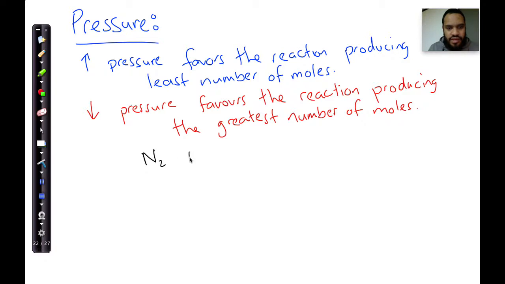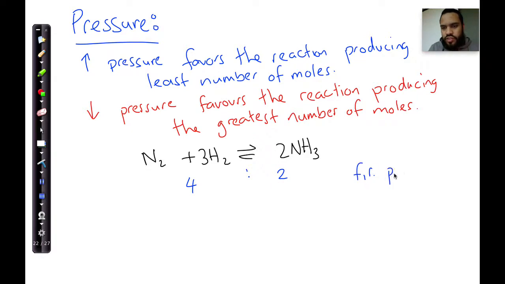Again, let's take the ammonia one. N2 plus 3H2 gives me 2NH3, and everything's a gas in this equation. So how many moles are on this side? 1 plus 3 gives me 4, and on this side it gives me 2. So the forward reaction produces 2 moles, and the reverse reaction, which goes in this direction, produces 4 moles.